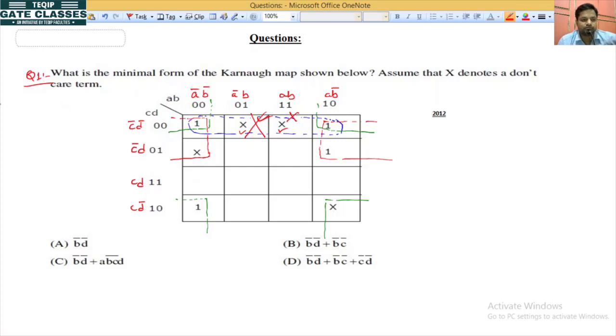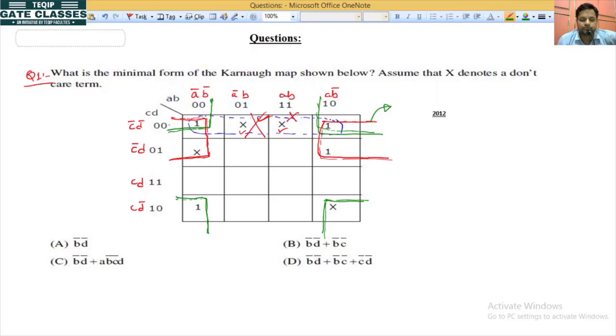So how many more do we have? We have 2 quads. The first quad is this one, and the second quad is the corner grouping: this one, this one, this one, and this one. These are the 4 corners, and we have to group them together. So these 2 quads are compulsory in the expression. What will be the functions for these groups? I am going to write.